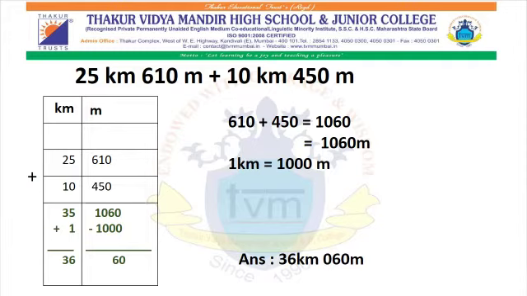Now see children, the reason why I subtracted 1000 is because 1 kilometer is equal to 1000 meters, right? But in the total I am getting 1060, that means it is exceeding 1000, right? So I subtracted 1000. Now if I subtract 1000 here, on the other side also I have to add 1 to make both the sides equal. That is why I have added 1 in the kilometers place. Clear all of you?